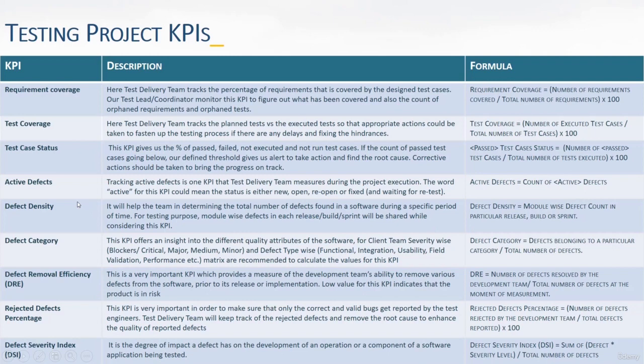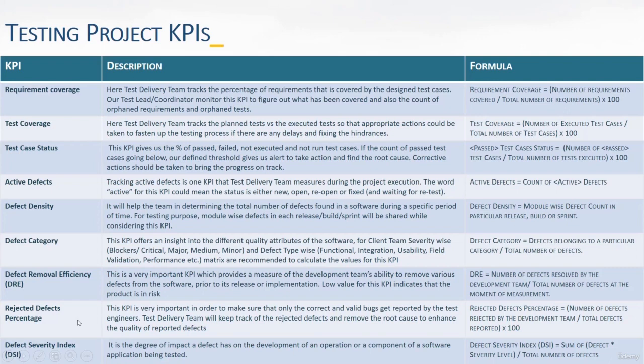And in a similar way, the defect density is equal to the module-wise defect count in a particular release, build or sprint. And then the defect category is all about the defects belonging to a particular category, total number of defects. And then defect remover efficiency, the formula is the number of defects resolved by the development team divided by the total number of defects at the moment of measurement.